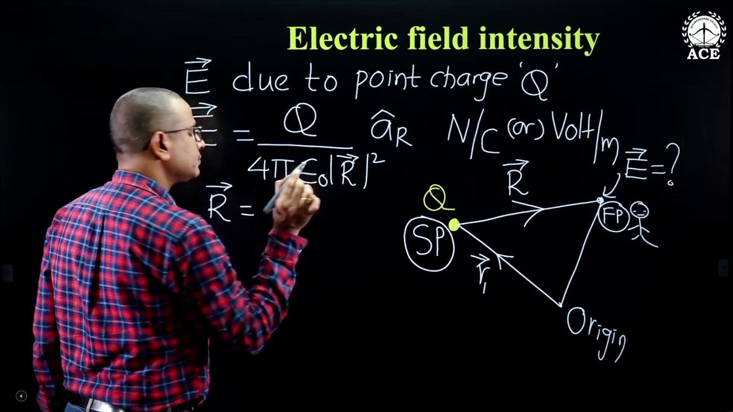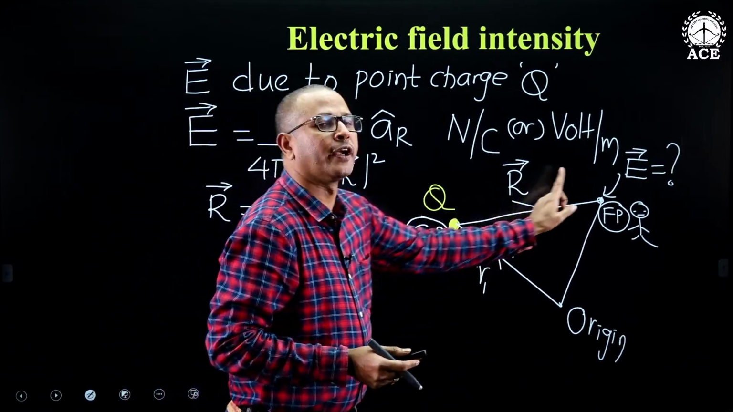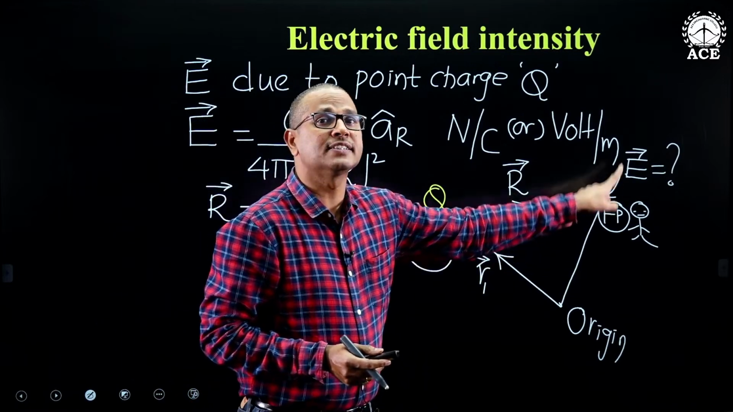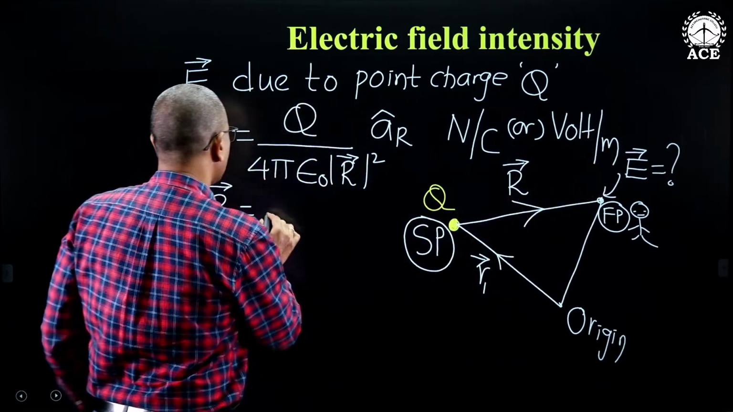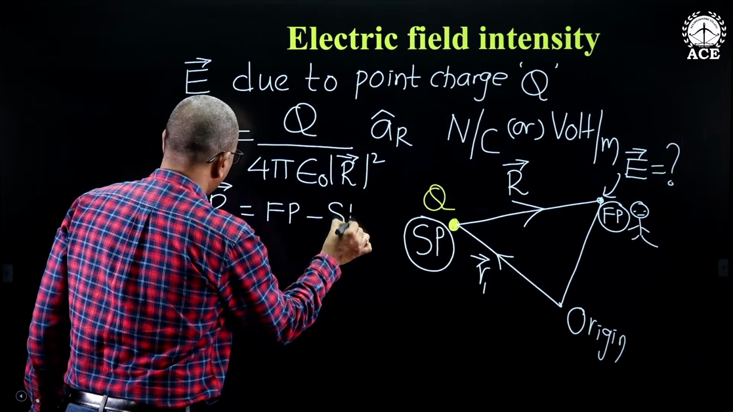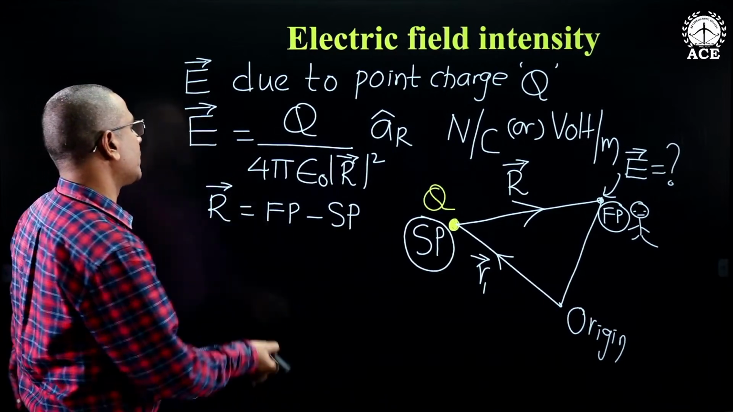How do you measure it? Very simple one I am giving. Displacement from source point to field point. Source point is the initial point, field point is the final point. So we must take the field point, the final point, minus the initial point, the source point. This is very, very important, dear students.